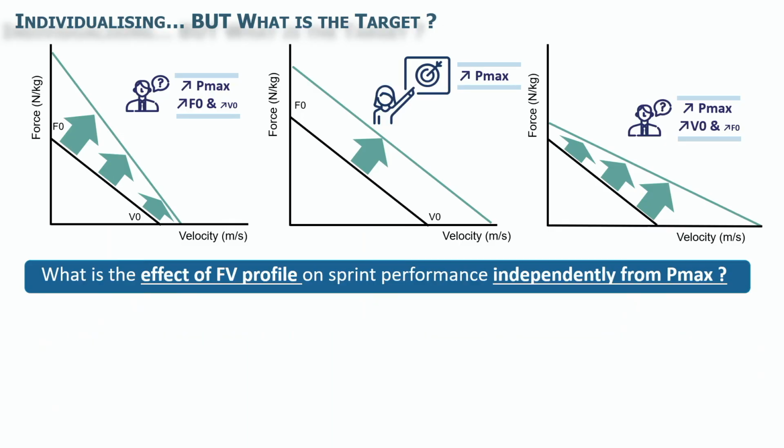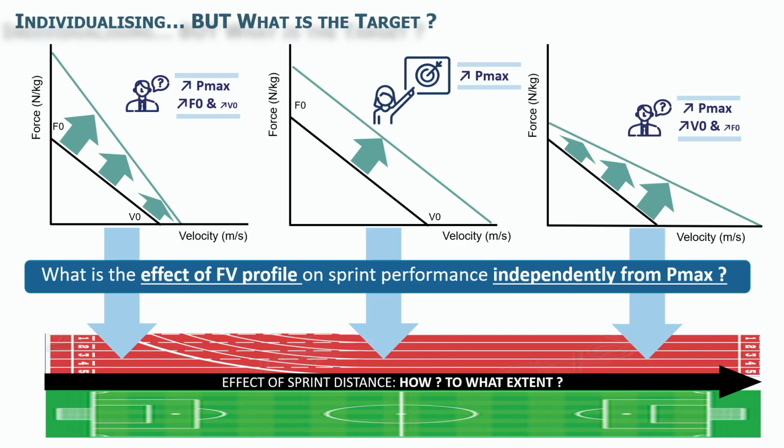So we can have simple hypotheses about that. First, we can say that it will depend on the sprint distance. And it's easy to expect that if you want to improve short distance sprints, it's mostly the F0 you have to increase, and maybe changing the orientation of the force velocity curve like this is better. If you want to improve long sprints, it's better to improve V0. But what we don't know is at which distance we have to change, what the values of the exact profile are for each distance, and to what extent the distance will affect the effect of the force velocity profile on performance. And so we will try to give some answers to all these questions.